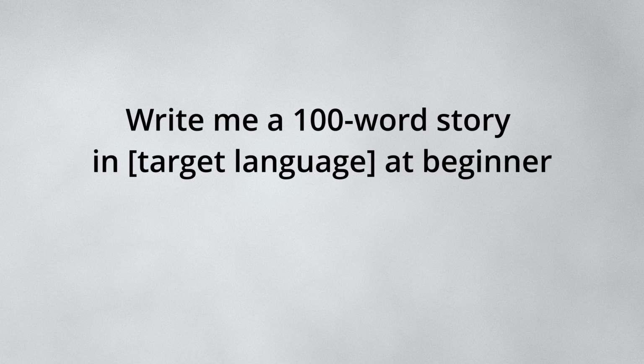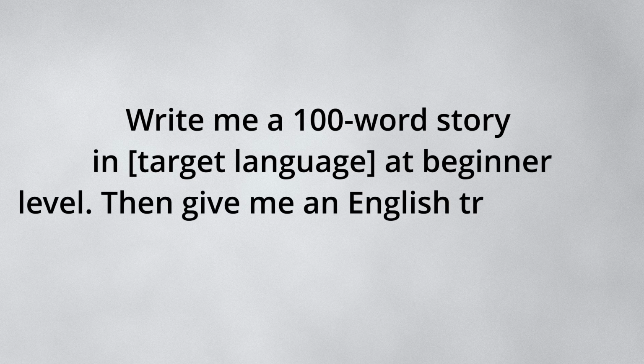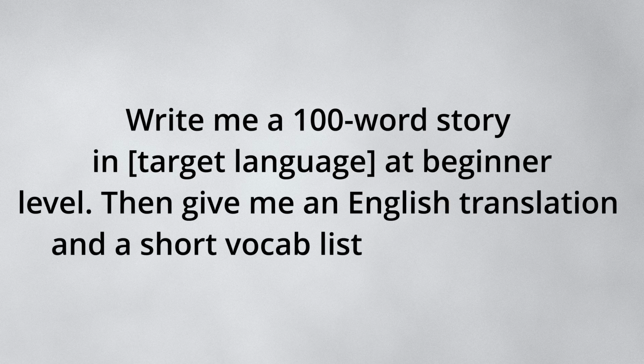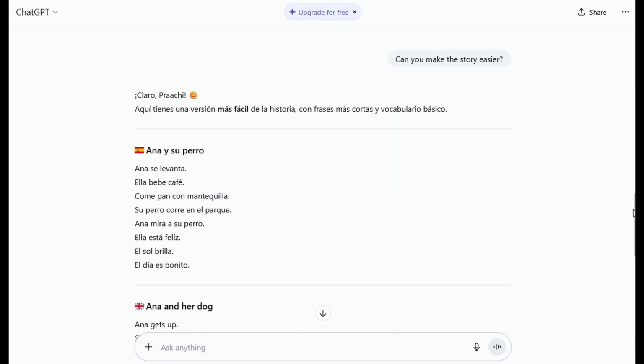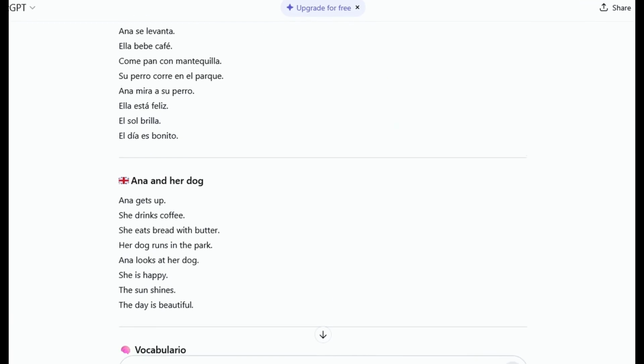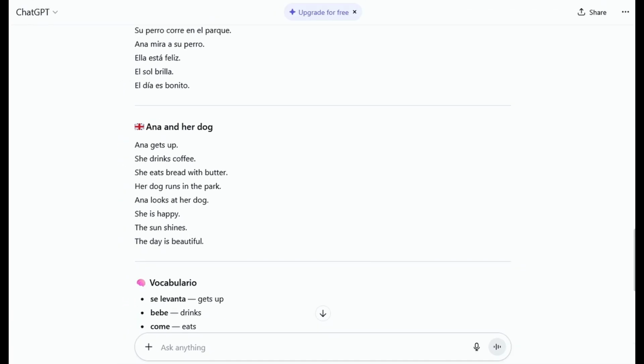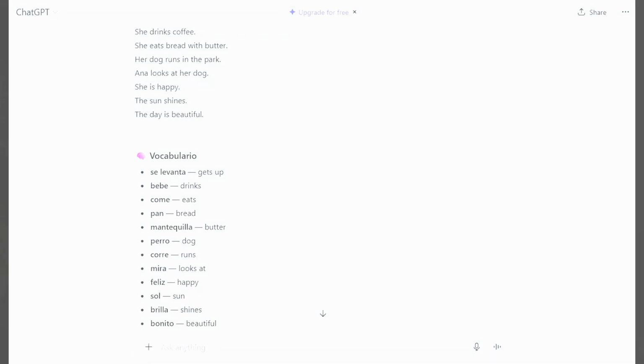Once you can recognize sounds, it's time to start reading. Try, "Write me a 100-word story in target language at beginner level. Then give me an English translation and a short vocab list with meanings." If the story you get is too difficult to understand, ask ChatGPT to make it easier until you get the level you want. Next, it's time for output, and this is where you ask ChatGPT to correct your writing.